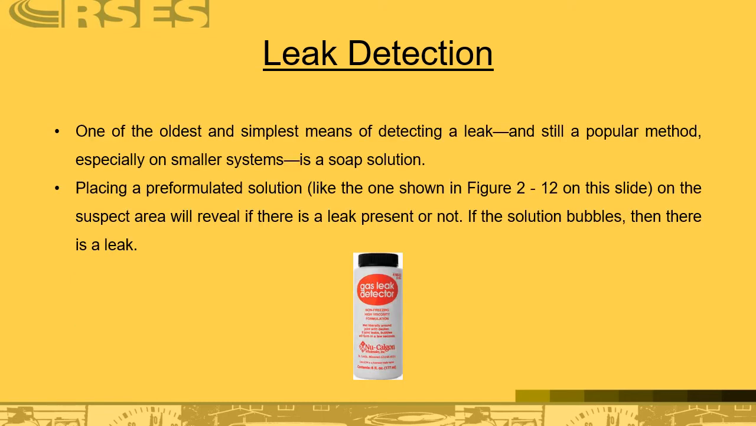One of the oldest, simplest means of detecting a leak, and still popular, especially in small systems, is a soap solution. Placing a pre-formulated solution, like the one shown in the illustration below on this slide, on a suspect area will reveal if there's any leak present or not. If the solution bubbles, then there's a leak.